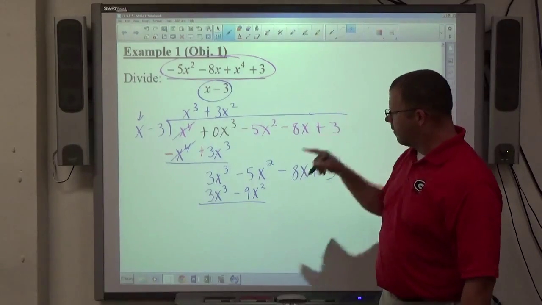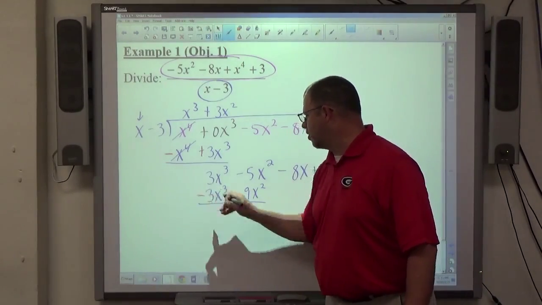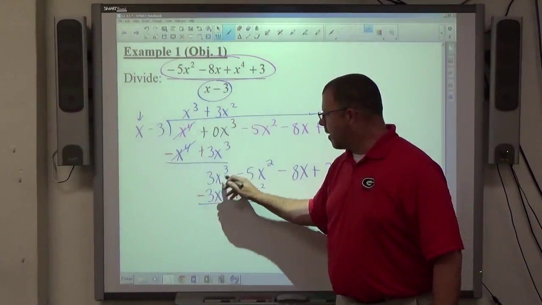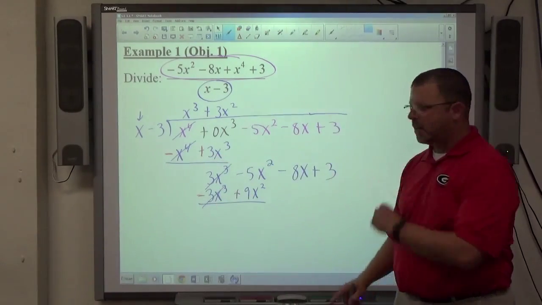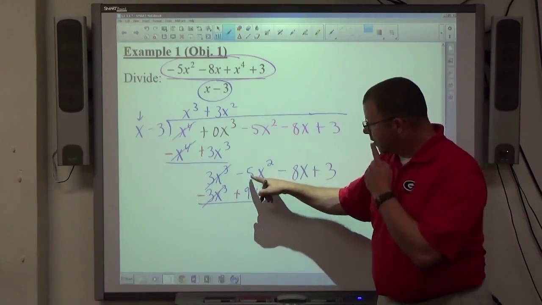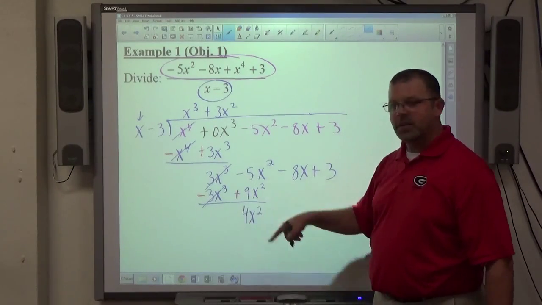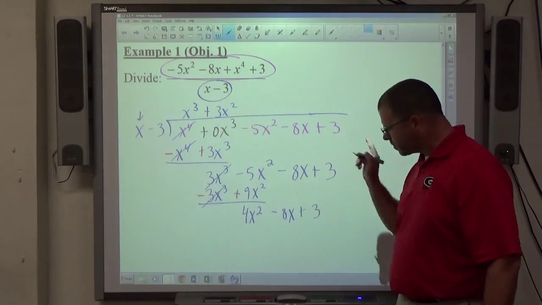I get a product of two objects. I want to subtract that product, so I'm going to change both signs. 3x cubed becomes negative, 9x squared becomes positive. 3x cubed and minus 3x cubed cancels. This process always gets the first term to go away. The second term is whatever it is. In this case, the signs are opposite, so I actually do subtract this time. It's positive because 9 is bigger. Bring everything else down. Repeat the process again.